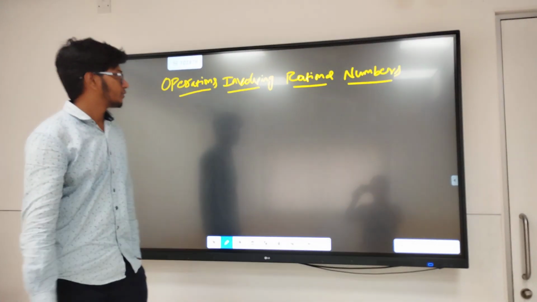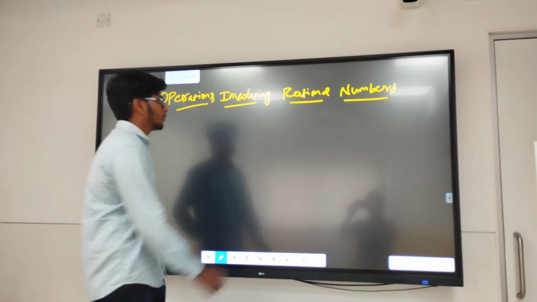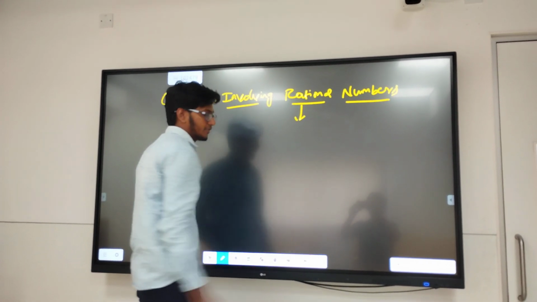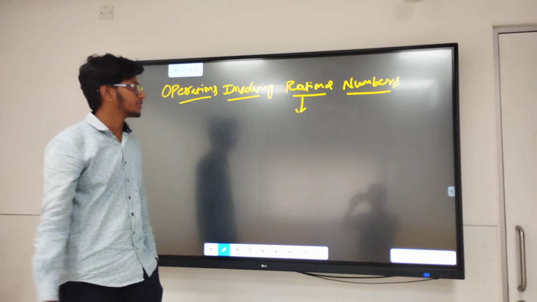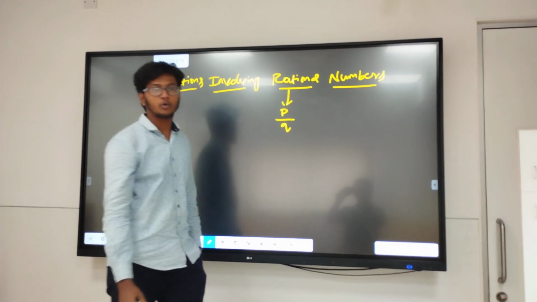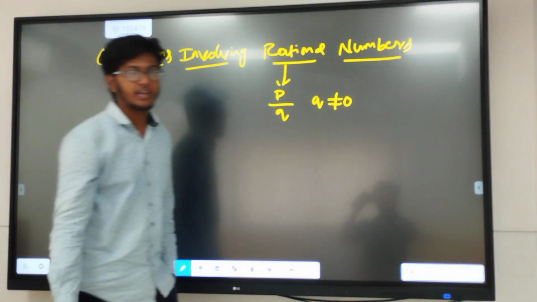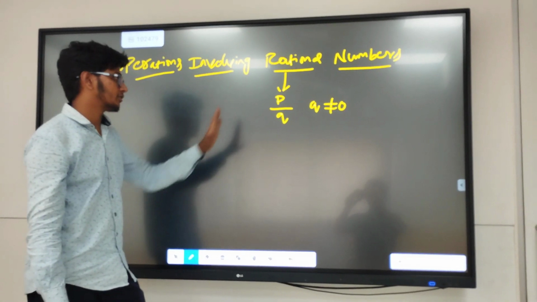Everyone, today we will be seeing the operations which involve rational numbers. I think yesterday I told you about rational numbers. I gave you a definition: a rational number is a number which can be represented in the form p by q, where p and q are integers, q not equal to 0. Right? So now we can write n number of rational numbers on the basis of the definition.